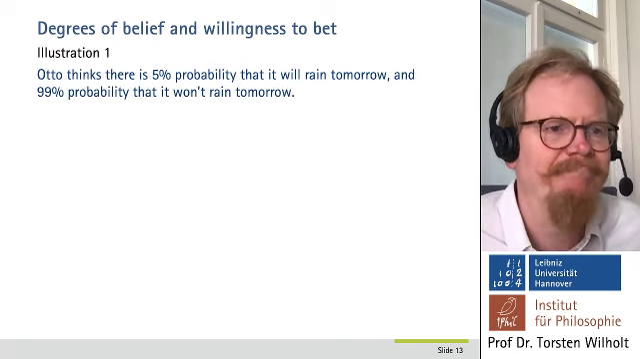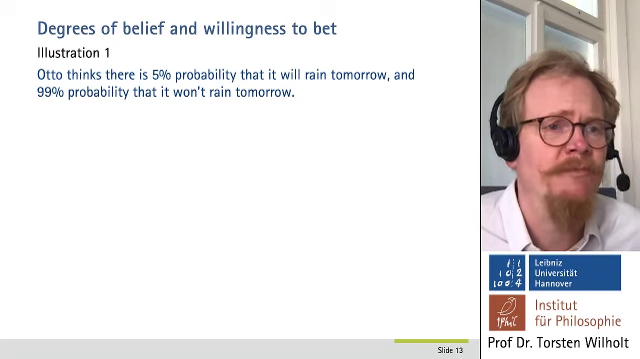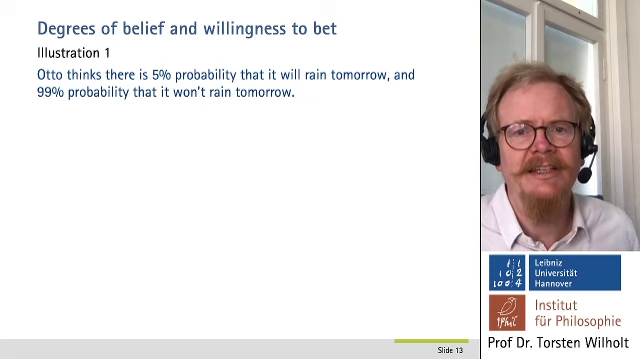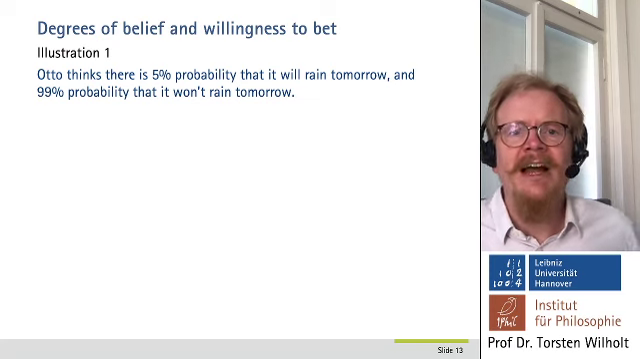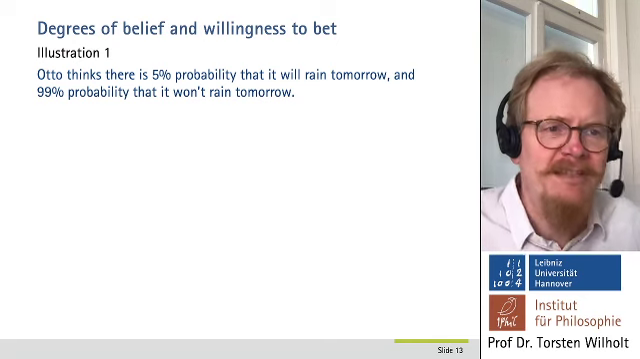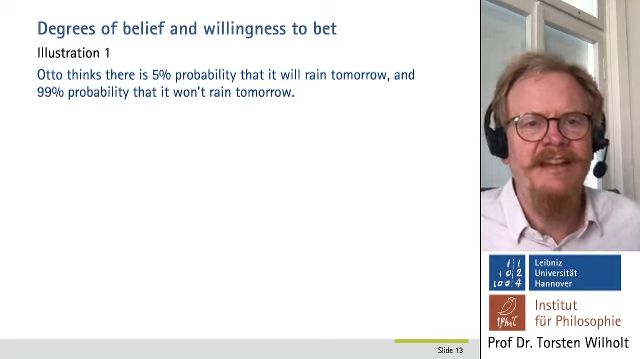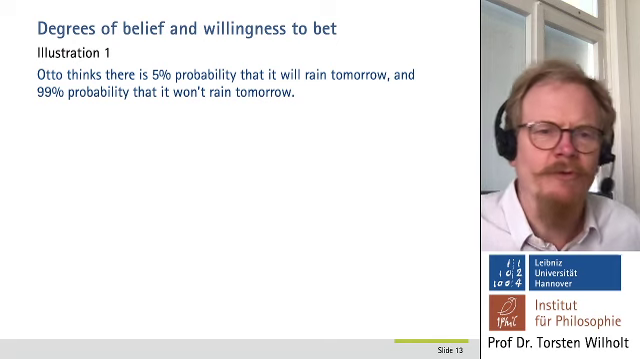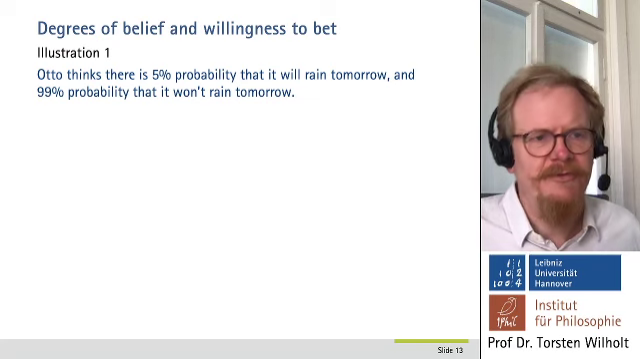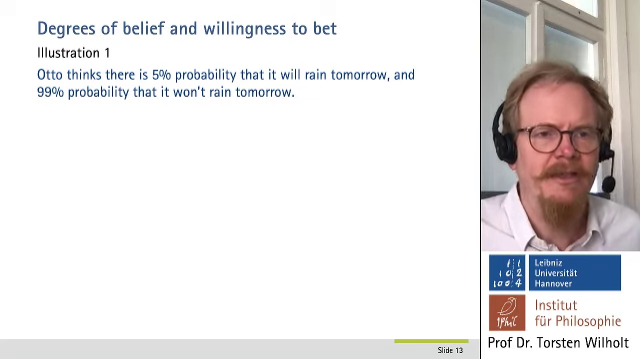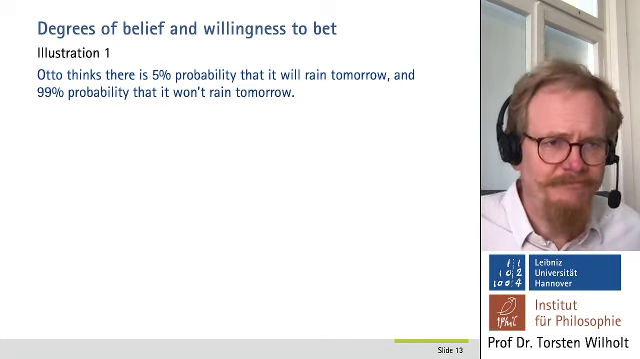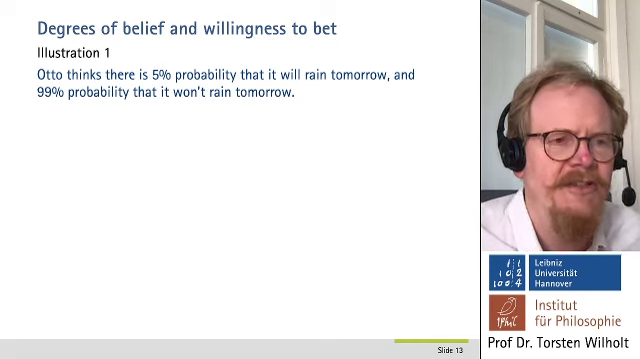Otto has degrees of belief that don't conform to the laws of probability, because Otto thinks that there is a 5% probability that it will rain tomorrow, and being sort of an optimistic spirit, he also believes that there's a 99% probability that it won't rain tomorrow. So this, as you know, does not conform to probability theory, because the probability of negation has to add up to 1 with the probability of the original statement.